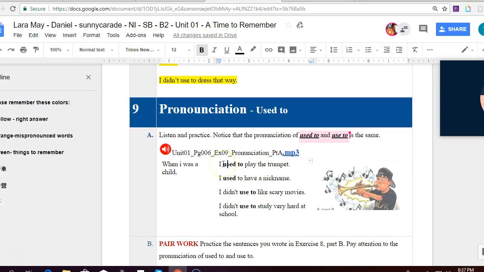Okay, so in here, can you please read this sentence first? I used to play trumpet. Okay. When I was a child. Okay, good. When I was a child. So now can you please read this word?